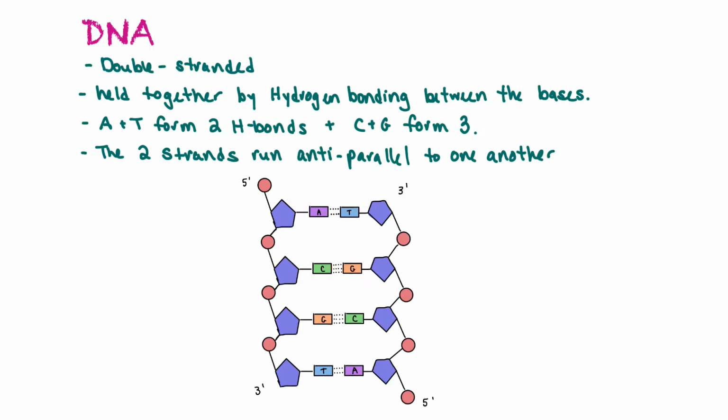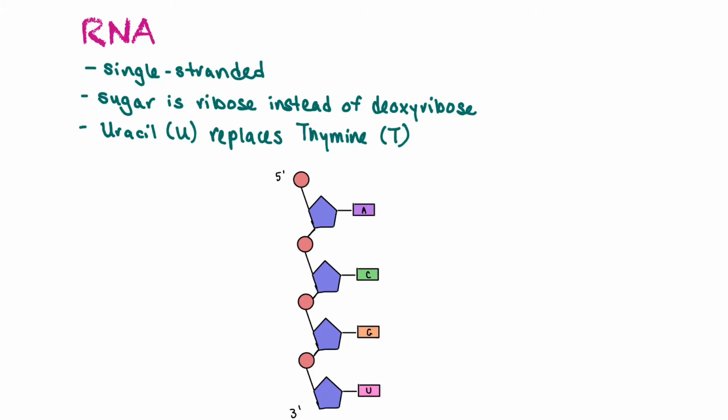Now we're going to talk about RNA. Unlike DNA, RNA is a single-stranded molecule, so here we go. In this case, the sugar is ribose instead of deoxyribose. And instead of having thymine, we have uracil. So it's adenine, cytosine, guanine, and uracil instead of thymine. So those are the differences between DNA and RNA.